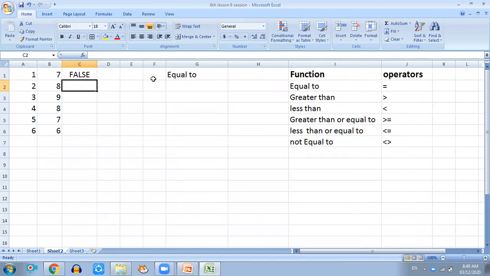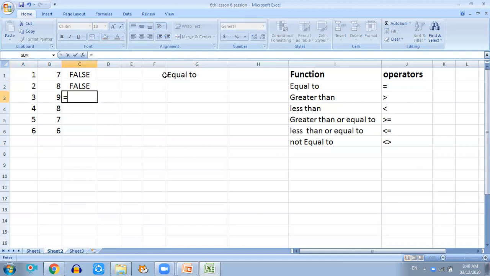Now the second formula we have to enter is equal to A2 greater than B2. 2 is greater than 8. Is it right? No, it is wrong, so it is showing false. Suppose we enter 10 here. Now 10 is greater than 8, yes, 10 is bigger than 8. It will become true. See, the answer has changed. But if you enter 2, 2 is smaller, so it shows false.